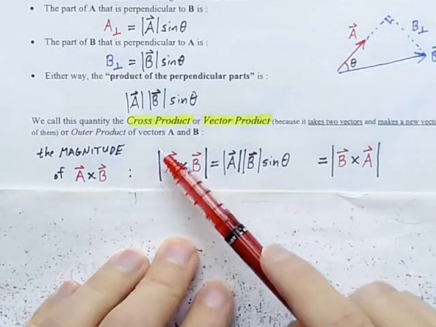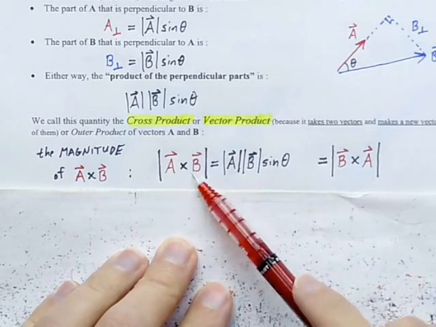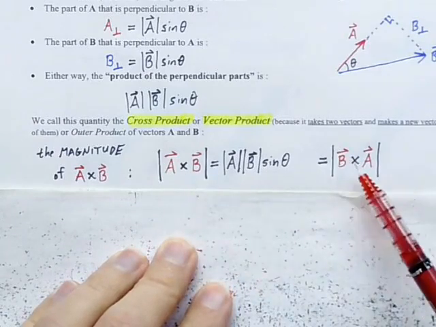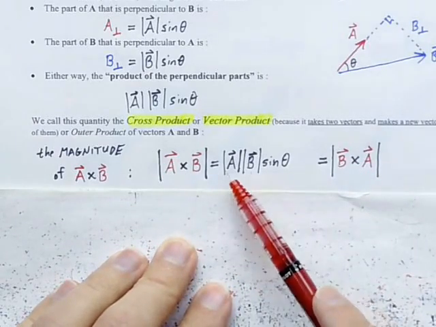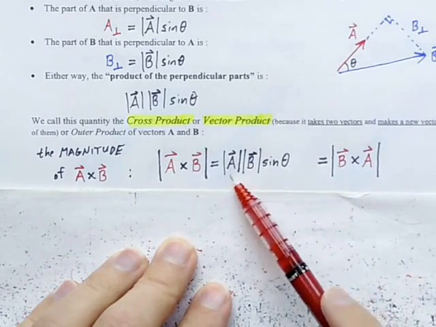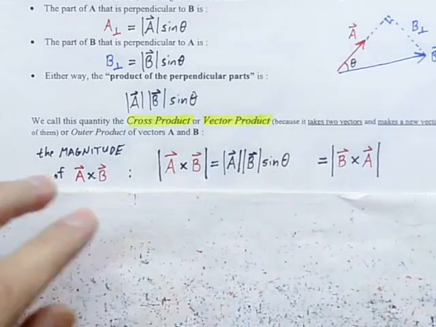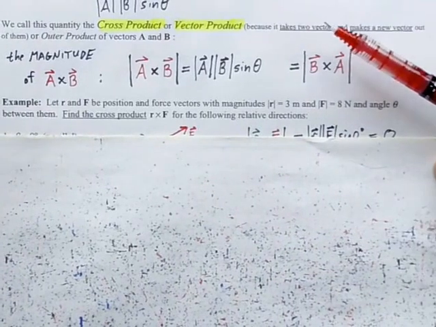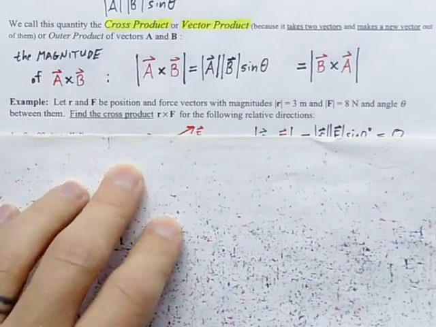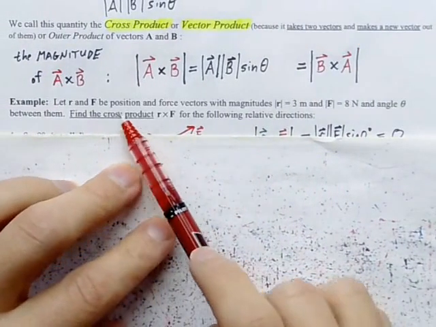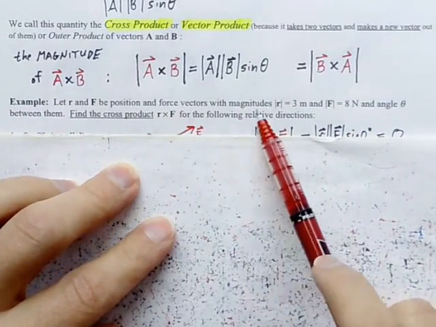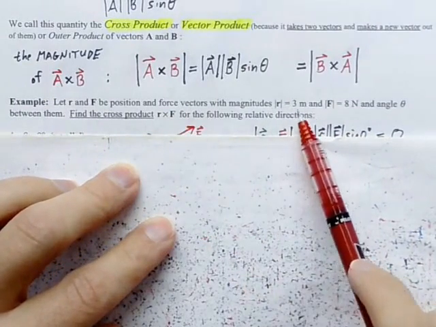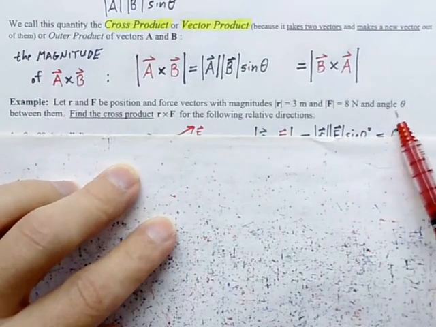So we see the magnitude of A cross B would be the same as the magnitude of B cross A. Flip A and B here, and we get the same value in this case. So for example, let's consider two vectors R and F, the position vector and force vector with these magnitudes, 3 meters and 8 newtons. And suppose they have angle theta between them.